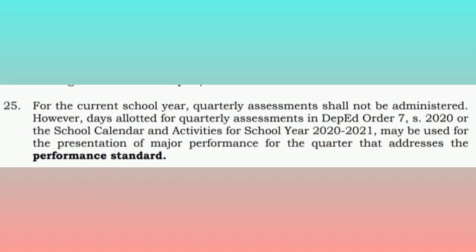For the current school year, quarterly assessment shall not be administered. Again, there would be no quarterly assessment for this school year 2020 to 2021. However, days allotted for quarterly assessments in DepEd Order No. 7 series of 2020, or the school calendar and activities for school year 2020 to 2021, may be used for the presentation of major performance for the quarter that addresses the performance standard.